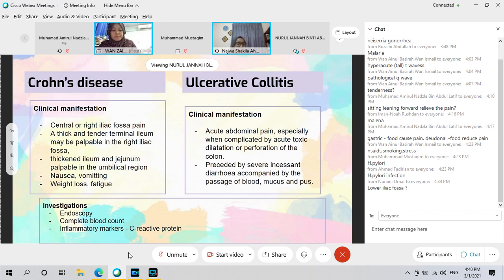For investigations, we can do endoscopy to check the inflammation, and then complete blood count, and also inflammatory markers such as C-reactive protein. Next.